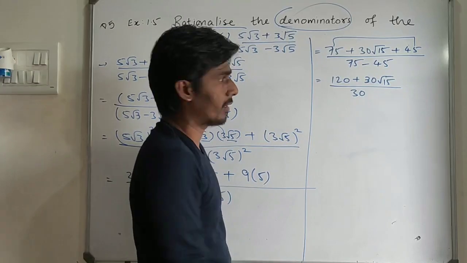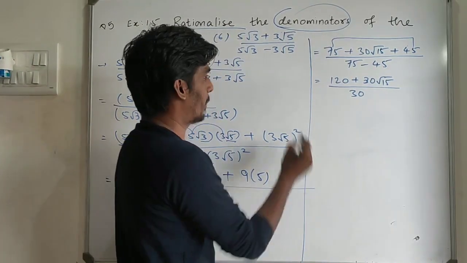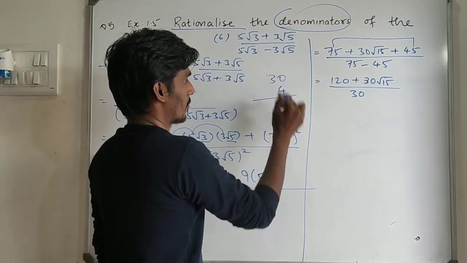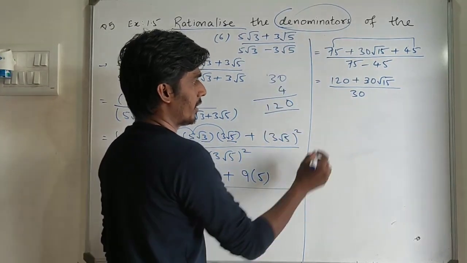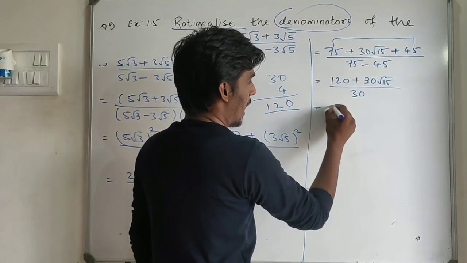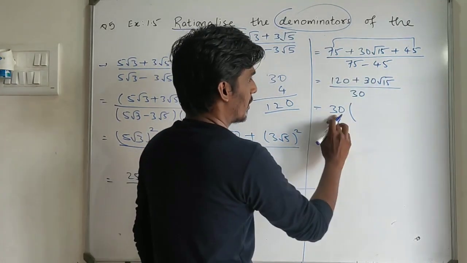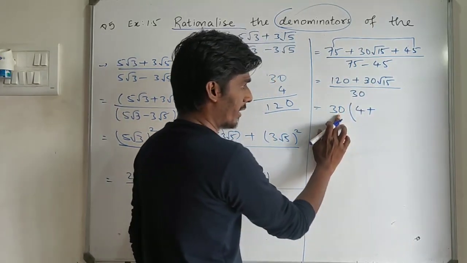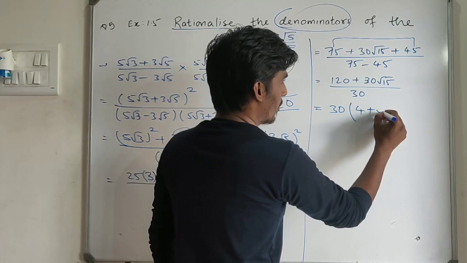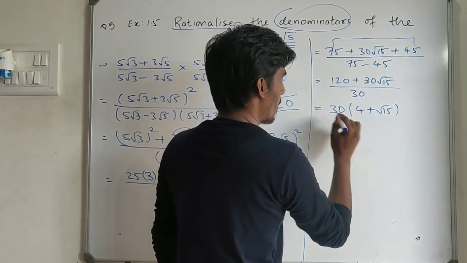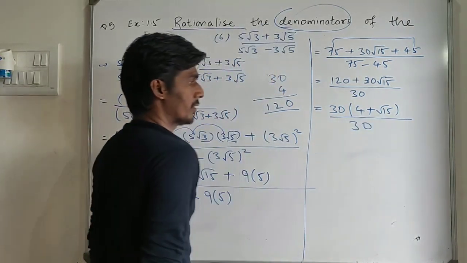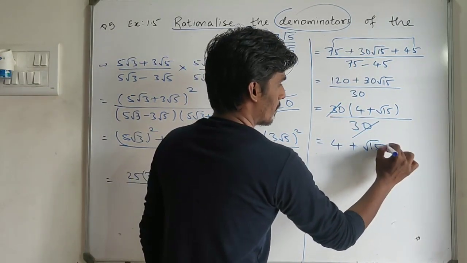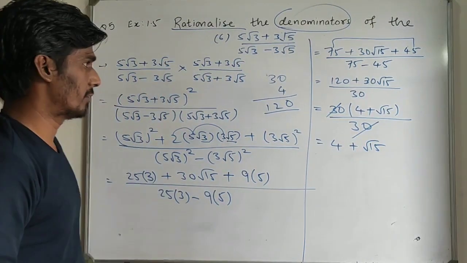दोनों numerator में common है. 120 is a multiple of 30 because 30 4s are 120. So in numerator, I am going to take out 30 common. 30 how many times? 120? 4 times. Plus 30 is already outside. So inside it will remain root 15 upon 30. So this 30 get cancelled. Final answer is 4 plus root 15.